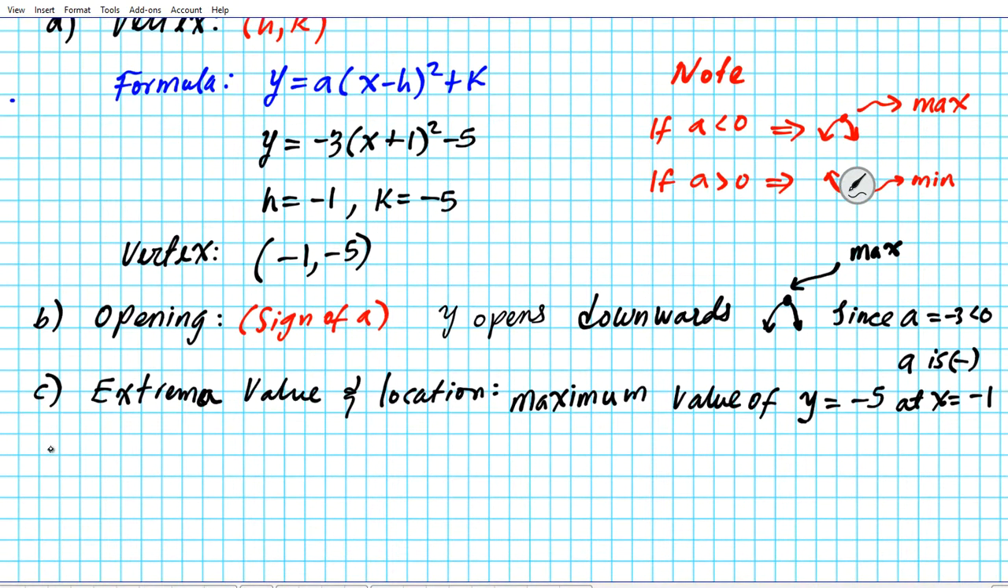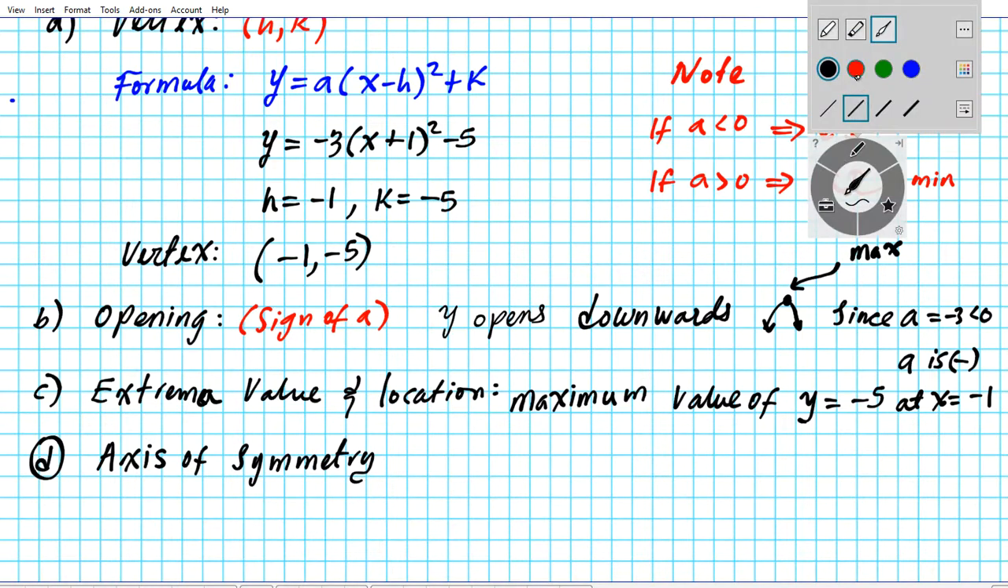We're now going to look for the axis of symmetry. The axis of symmetry is determined by simply looking at the x-coordinate of the vertex. So what's the x-coordinate of the vertex? The x-coordinate of the vertex is negative 1, so our axis of symmetry is the equation of the line x equals negative 1.